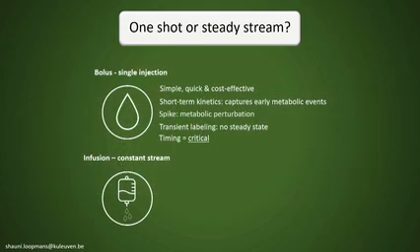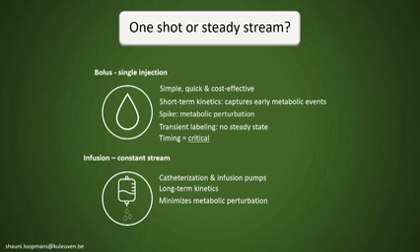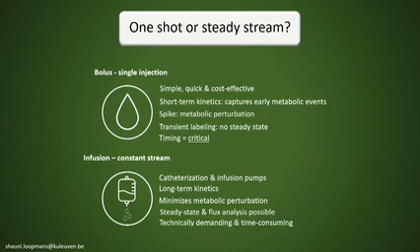And that's then where infusion comes in, where we give a constant stream of tracer. This will require catheterization and infusion pumps, which means, again, more specific setups that not everybody has available. It's useful for long-term kinetics, and because we have the animal on this infusion for a longer period of time, it would also minimize the metabolic perturbation, and you will be able to reach a steady state, meaning that flux analysis is also possible. But like I said, it's technically demanding and it's also very time consuming.